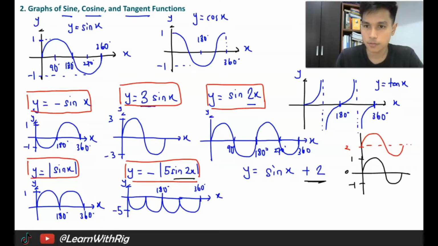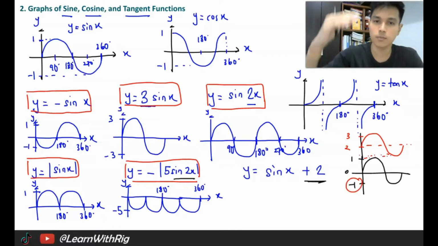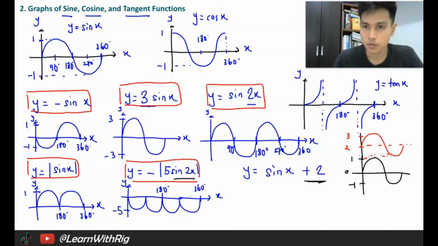So originally it was 1, so you plus 2 becomes 3. So here is 3, and here should be 1, because negative 1 plus 2, right? So it becomes 0 and then 1. So this is your new position of the graph. Clear? So let me sketch this for you.